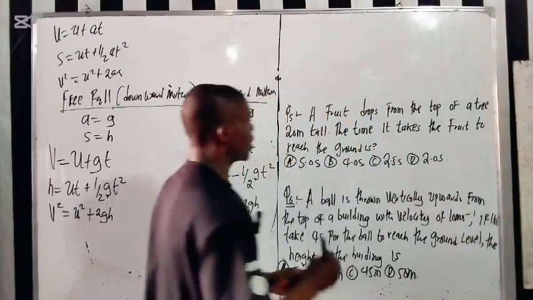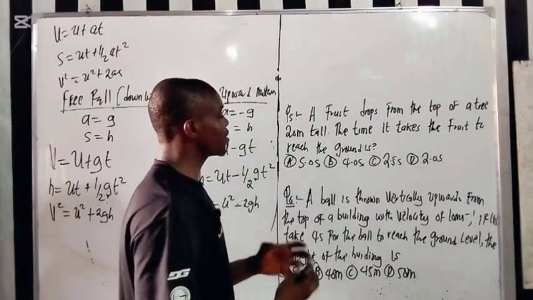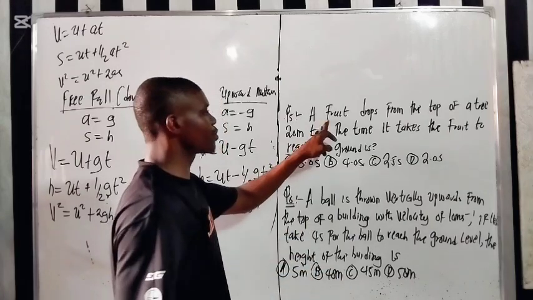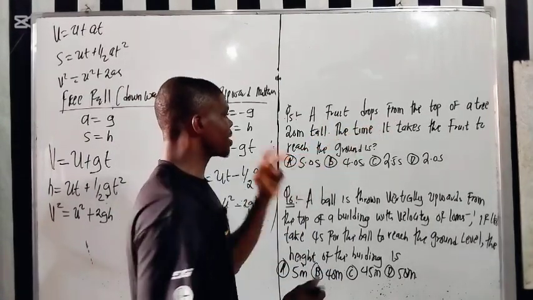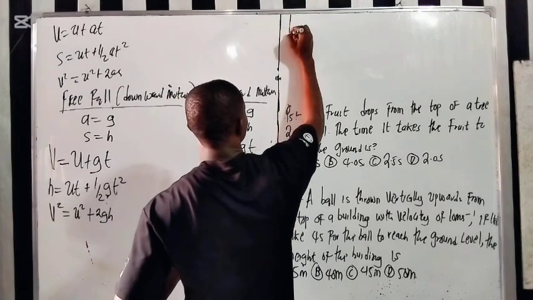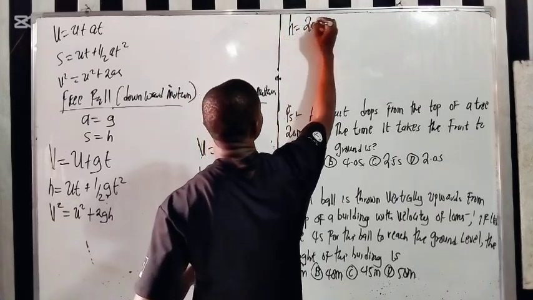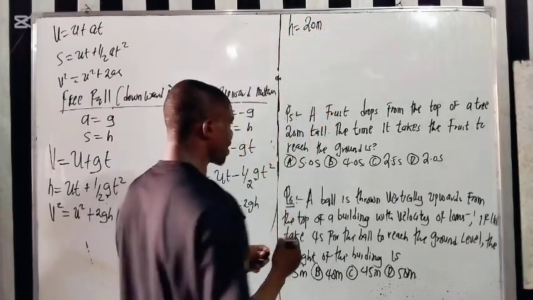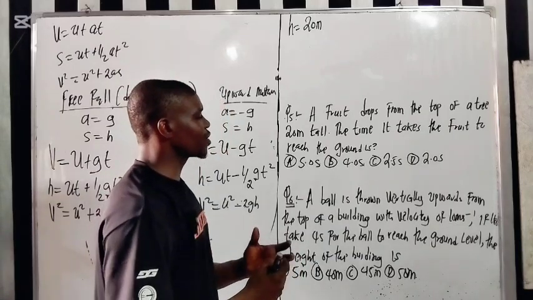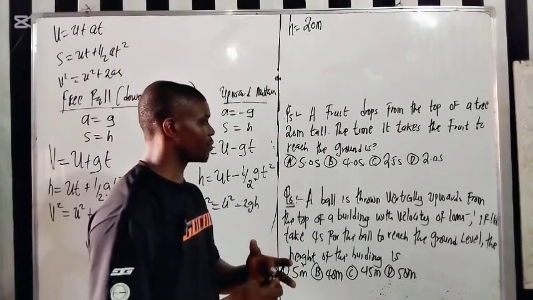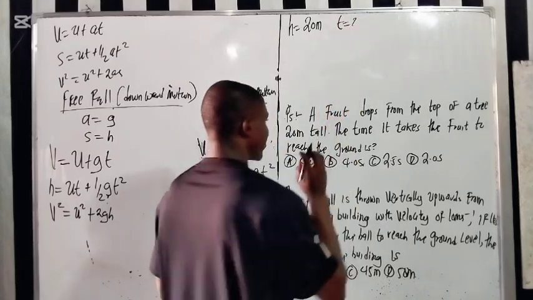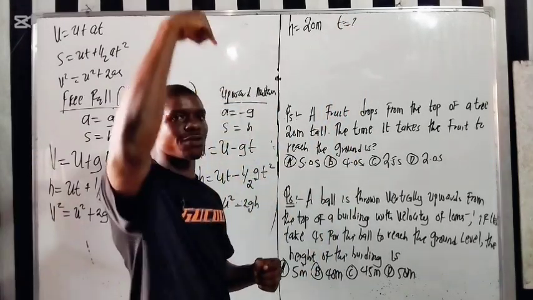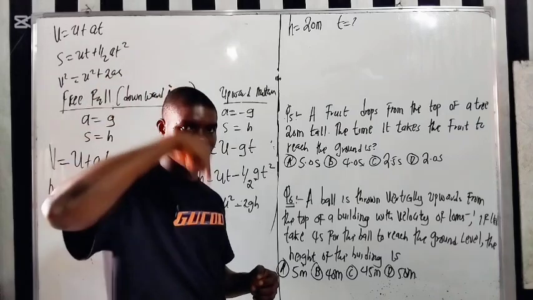Here we have a foot drop from the top of a tree, right? So the height of the tree, which is h, is 20 meters tall. Then we calculate the time it takes to reach the ground. Remember, it's falling under the influence of gravity.